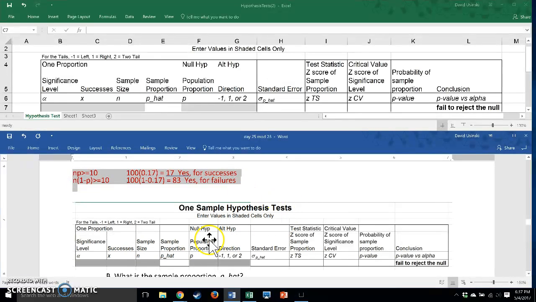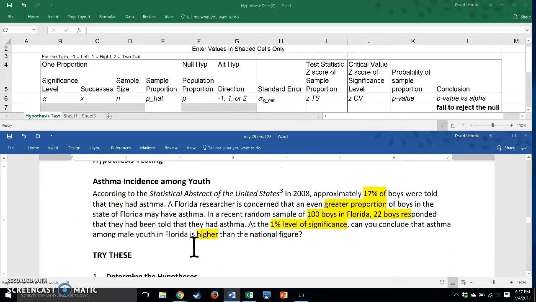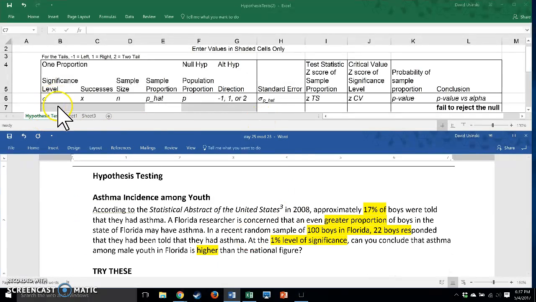Okay, so we have met the criteria for both the successes and the failures, so we can proceed with the investigation. This is where I have to fill in my chart, which is above here in the Excel sheet. So let's get the numbers that I need. Back to my original problem. The alpha level is the level of significance, and you can read in the problem that it says 1%, so we're going to do a 1% here. And then we can hit tab. X is the successes. So in this case, for my sample, the number of boys that responded yes to having asthma is 22. Obviously that wouldn't be a success in real life, but for this problem, we have to delineate what is the variable of interest.